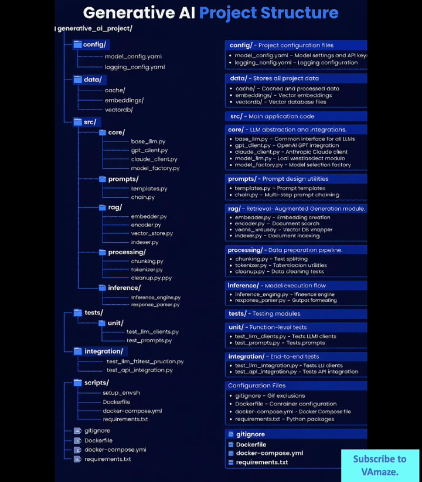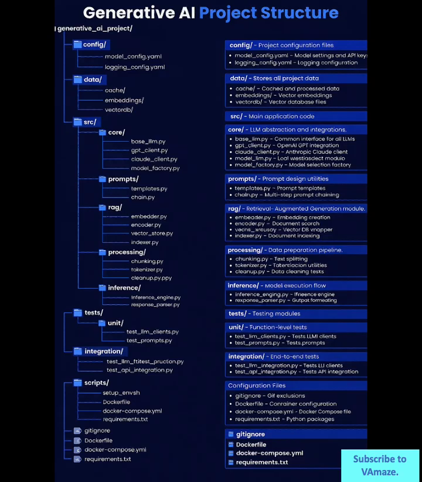GPTClient.py handles OpenAI GPT integration. ClaudeClient.py manages Anthropic Claude integration. ModelLimits.py tracks rate limits and token budgets to prevent API cost surprises, and ModelFactory.py implements the factory pattern for model selection, dynamically choosing the right LLM based on task requirements.